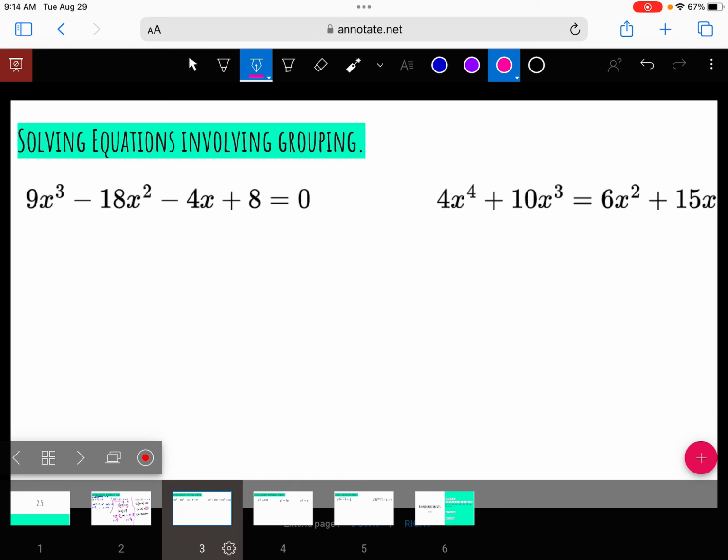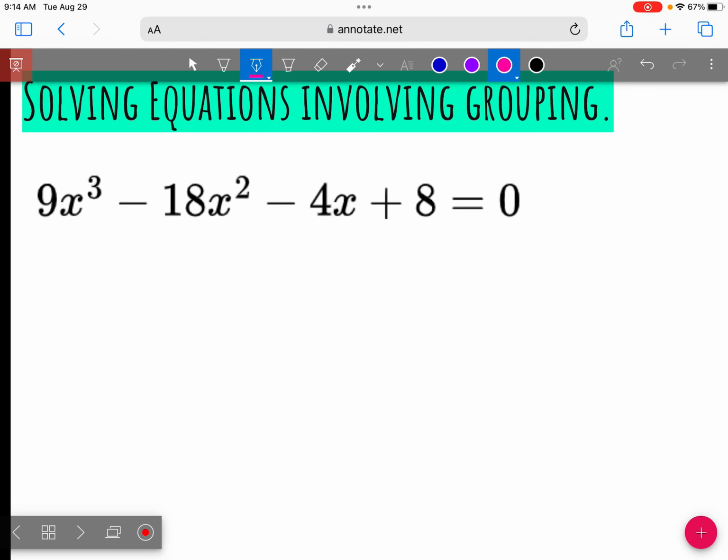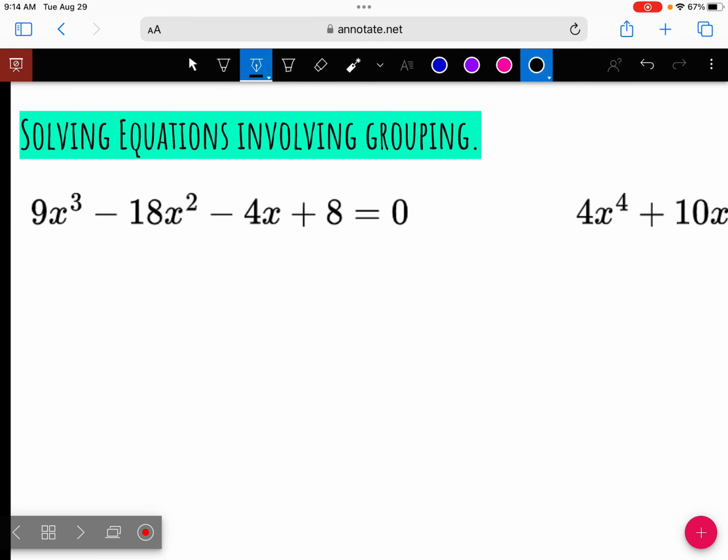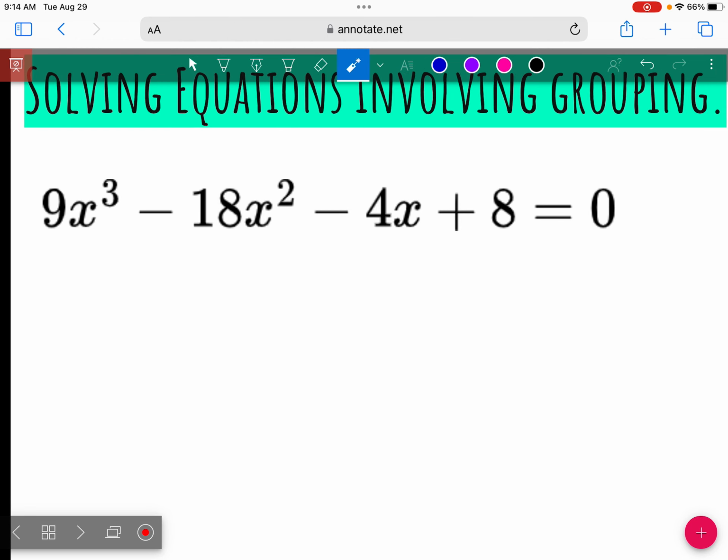All right. So here's our next one. We're solving again. Solving means we're getting all the way down to x equals. That is the goal. We need to get to x equals, not x squared equals, x equals. So we have 9x cubed minus 18x squared minus 4x plus 8.